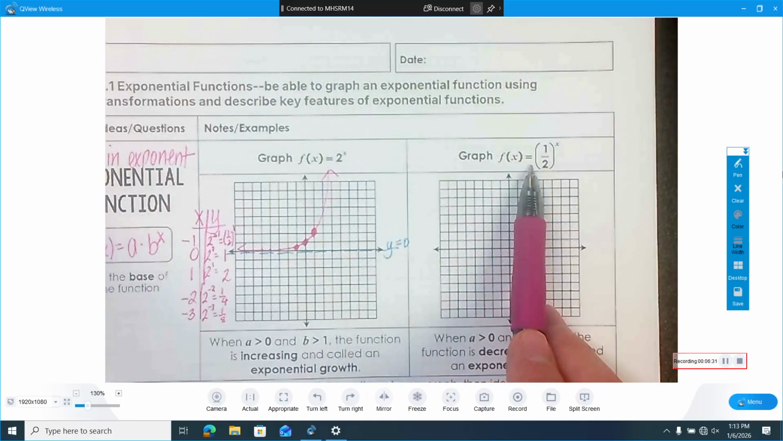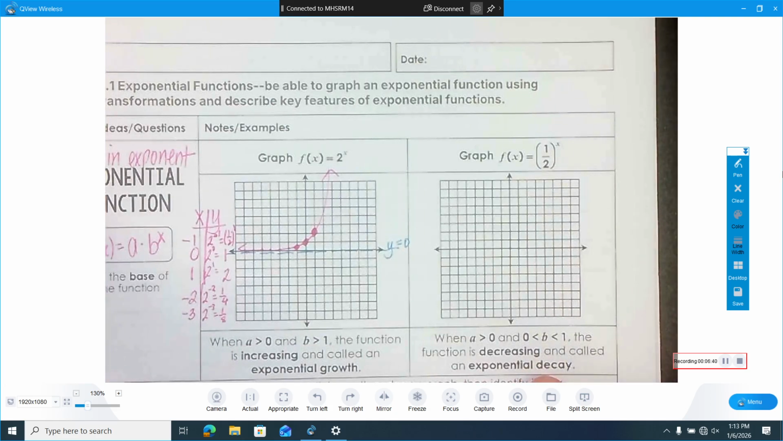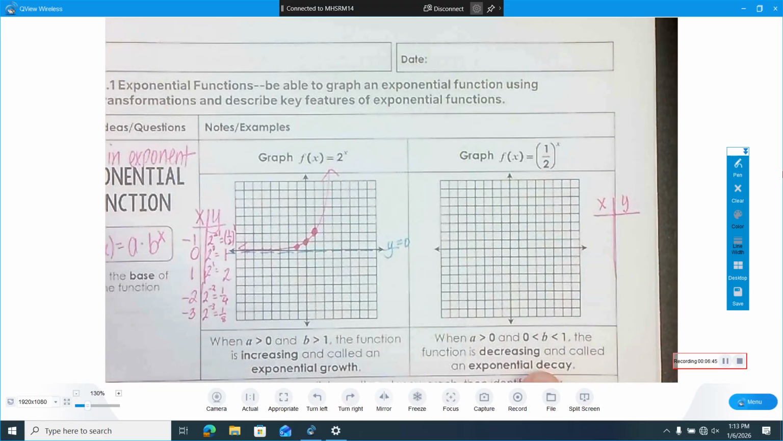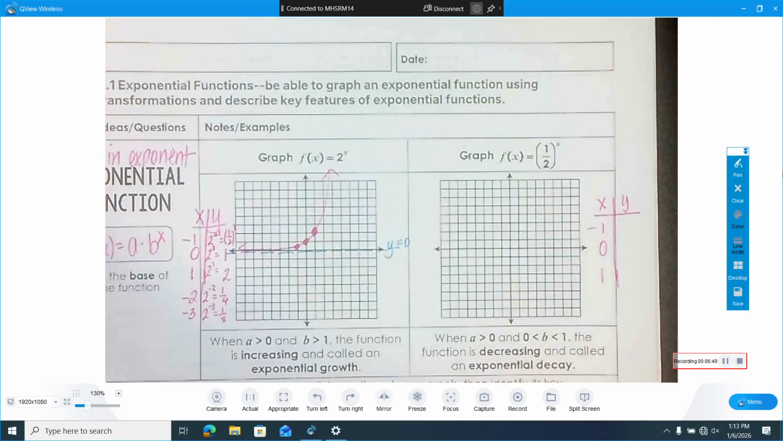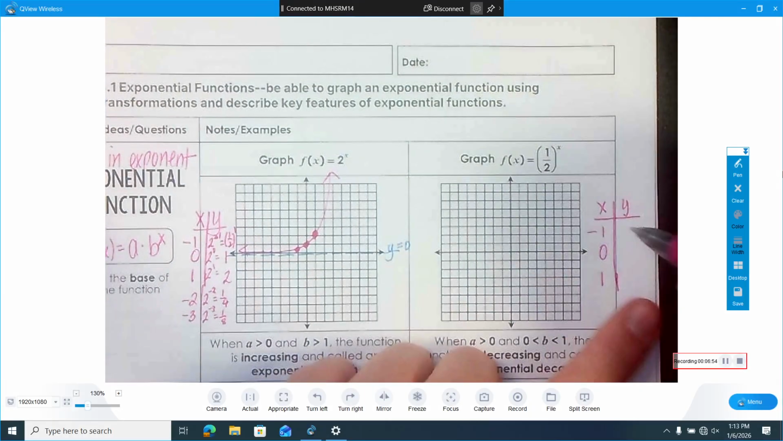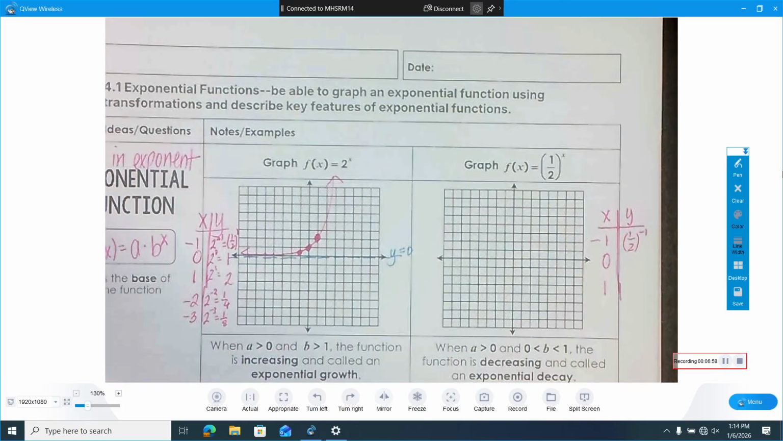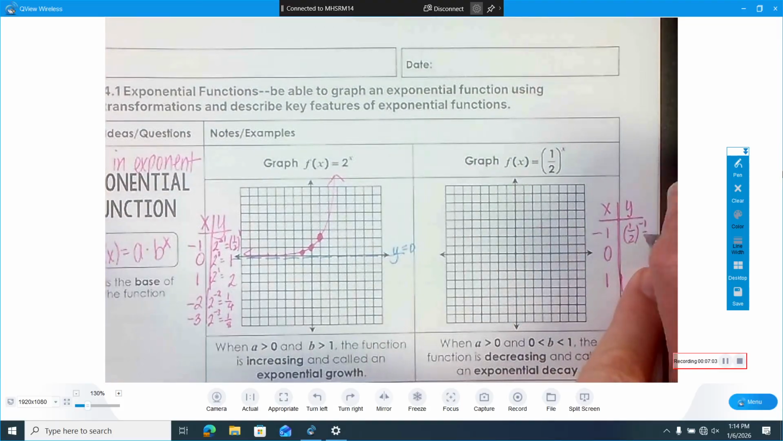What happens if we have a base of 1/2? It gets smaller and smaller and smaller. So this is actually exponential decay. Again, I can very easily create a little XY chart with some easy values, -1, 0, and 1, if I'm ever unsure. It's just such an easy thing to do. So 1/2 to a -1 power. What does that -1 power do? It flips the fraction and it becomes 2.